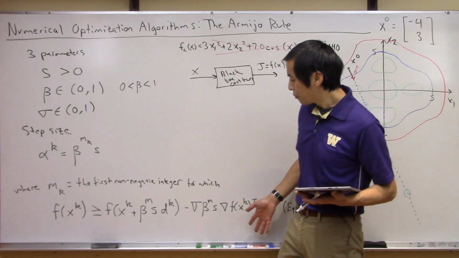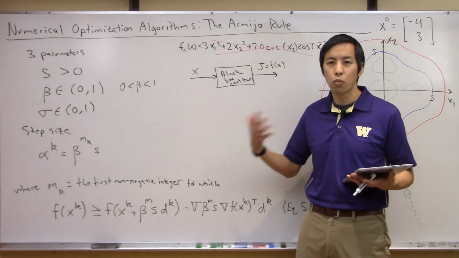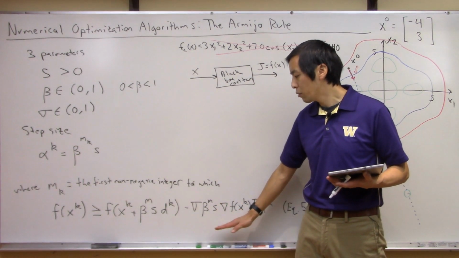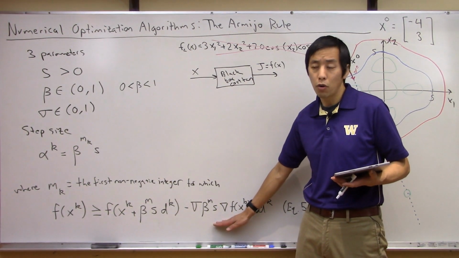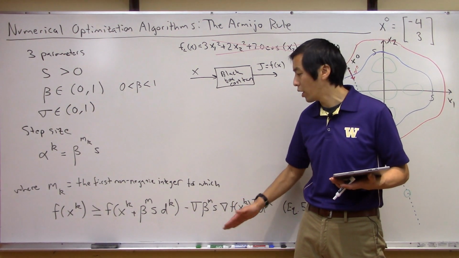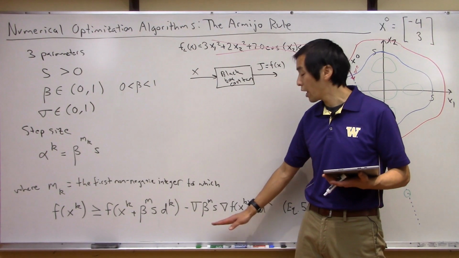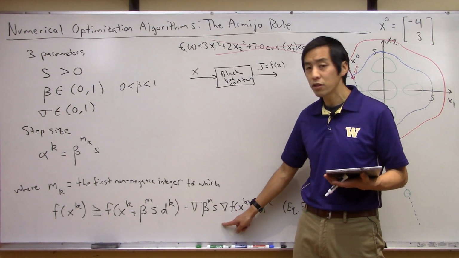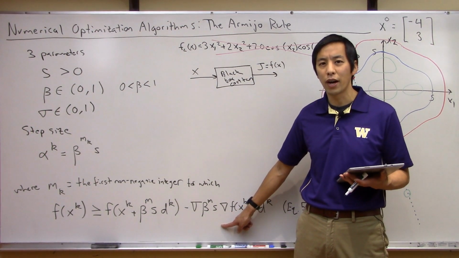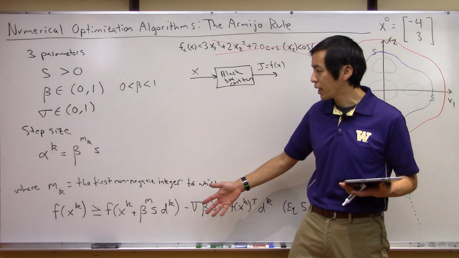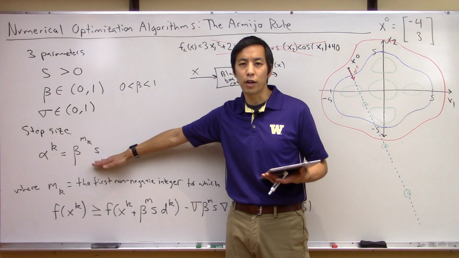So again, this might look like a mouthful, but it's one simple check in an if statement, right? You check, does m equals 0 satisfy this? If no, you bump up m, go to m equals 1. Check, does it satisfy it? No. Go to m equals 2, etc., and eventually we're going to see that this should satisfy at some number, right? This should become true. That's when you break out of this and you just calculate your step size right off the bat.